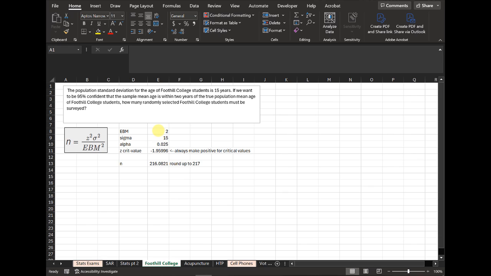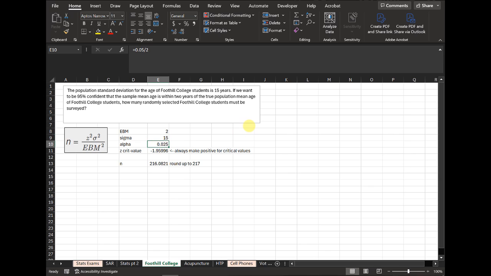What that means is that is telling us what we really want that error bound to be. The mean doesn't actually matter here. So remember, when you calculate your confidence intervals, this idea of within 2 years, that would be +2 or -2. So we want our error bound to be 2. We have been given our sigma, and then we're told that we want to be 95% confident.